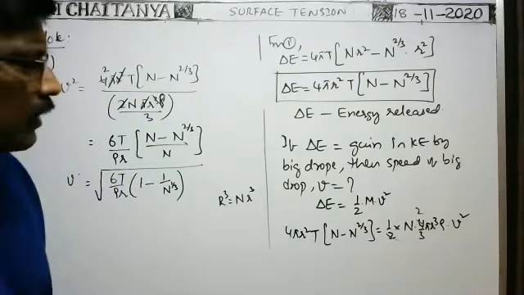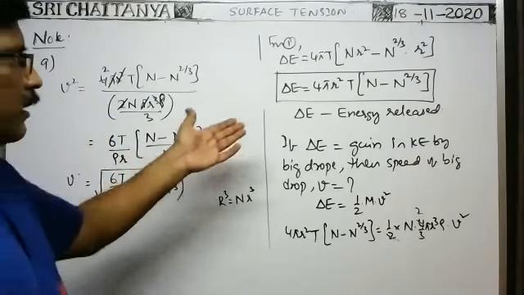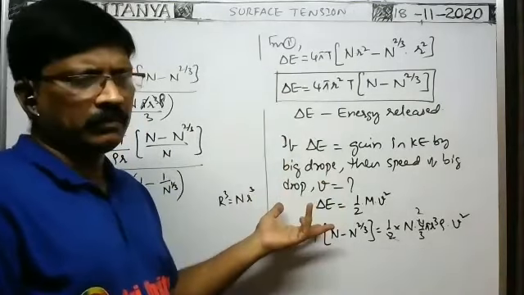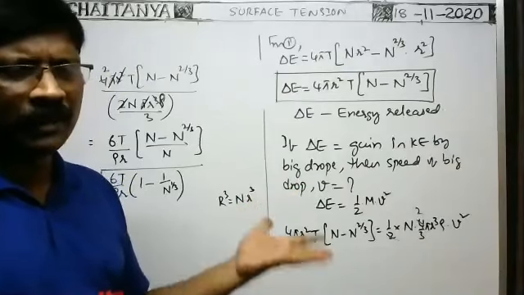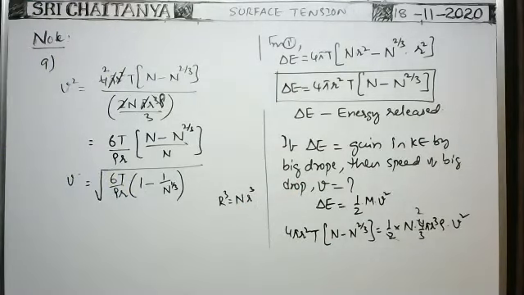T is the surface tension, not thickness. Surface tension is the same for all droplets, big drop, small drop, whatever it may be. Same liquid, no? That's why the surface tension is the same for all.